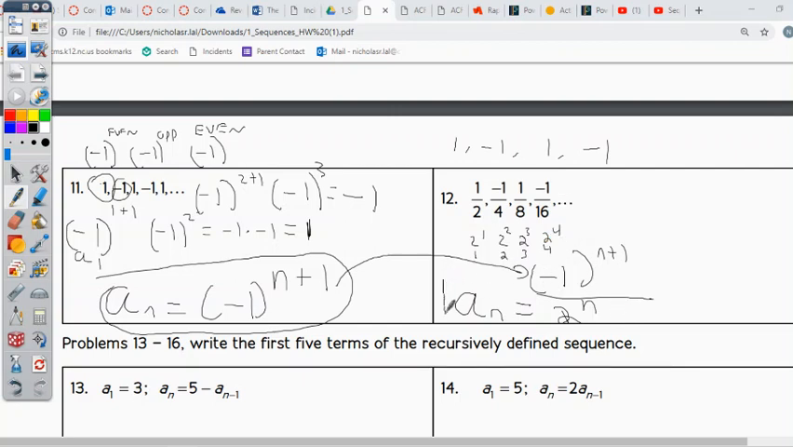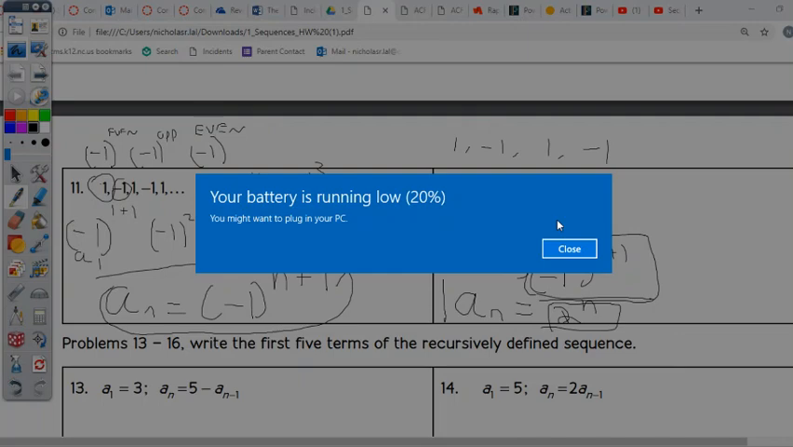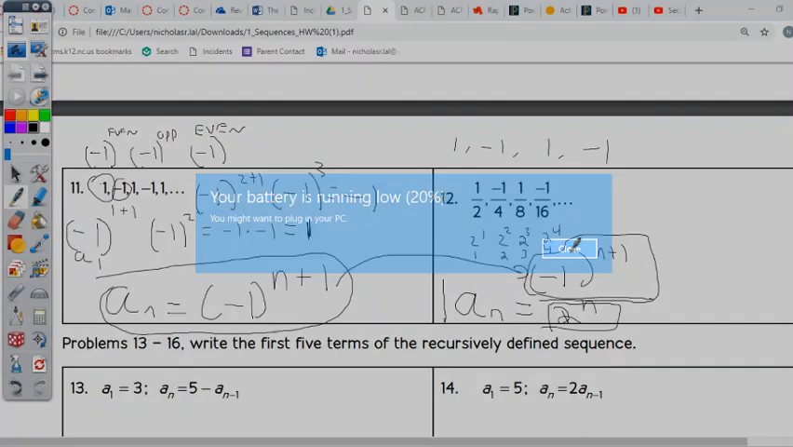So that's how you get your 2 to the n for your denominator term and -1 to the n plus 1 over your numerator term. A lot of times a good strategy when you have these fractions is that you look at the numerator and denominator sequence separately, and then just keep them separate and put it all together when you're done.